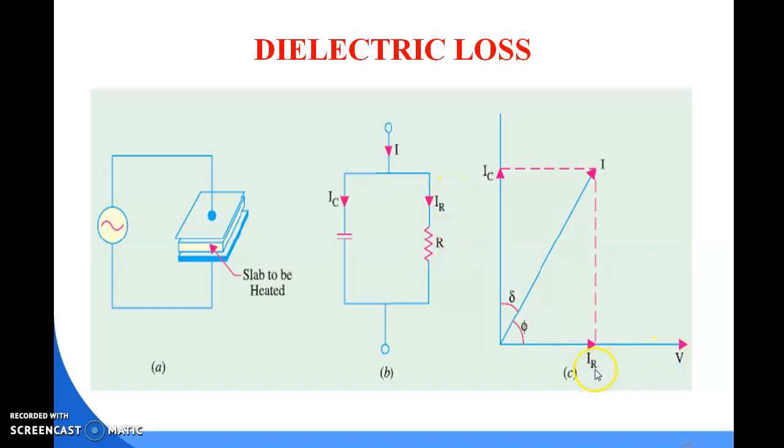V is always in phase with IR, and here the total angle is 90 degrees. So I and V are with an angle phi. From I to IC the angle is delta. So we can say that phi plus delta is equal to 90 degrees. Can we say phi plus delta is equal to 90 degrees?